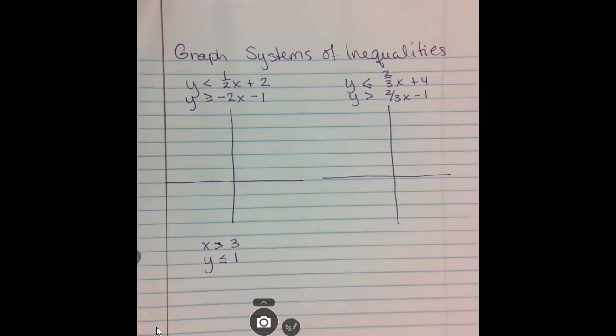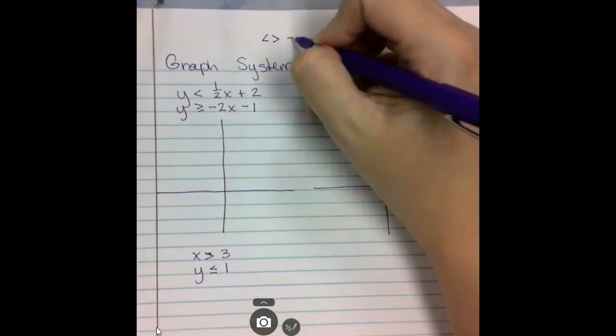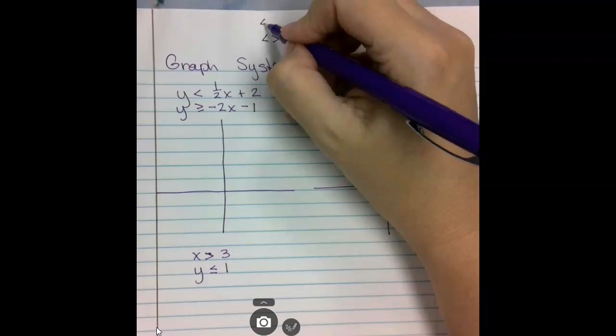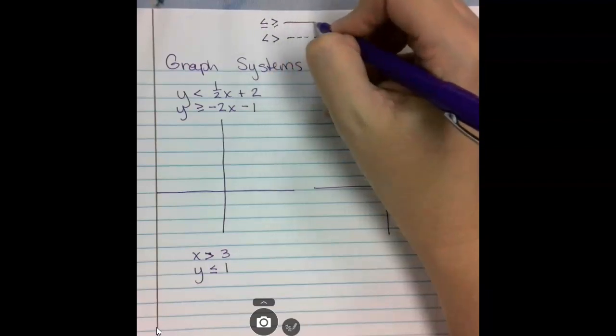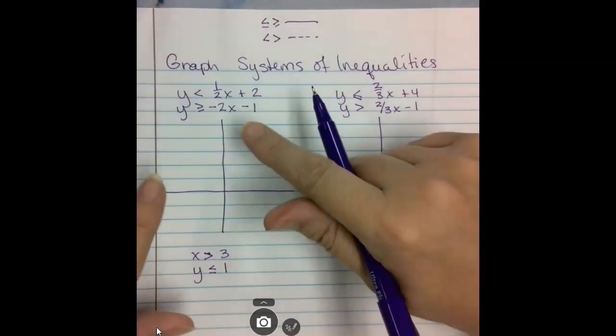Okay, now we're going to graph systems of inequalities. I'm going to remind you of what we had yesterday. If it's a less than or greater than, it's going to be a dashed line. And if it's got the equals with it, it's going to be a solid line. So we're going to remember that. And here we're going to do two things on one graph.